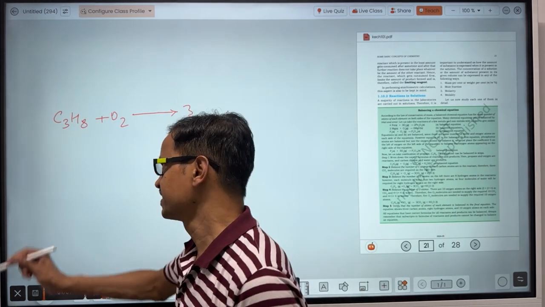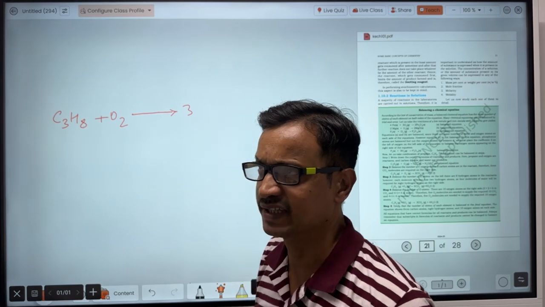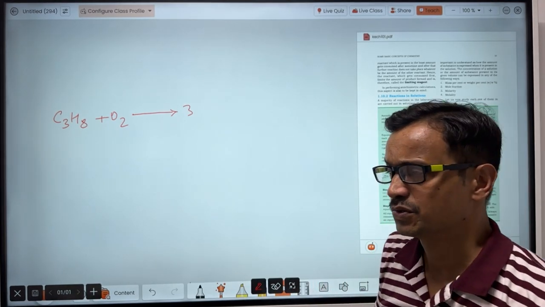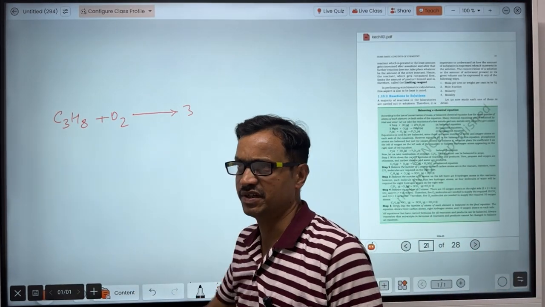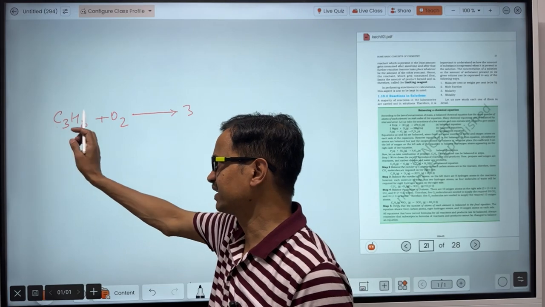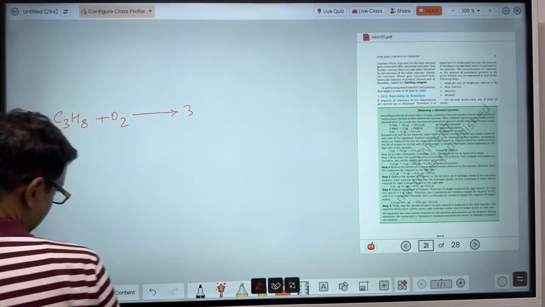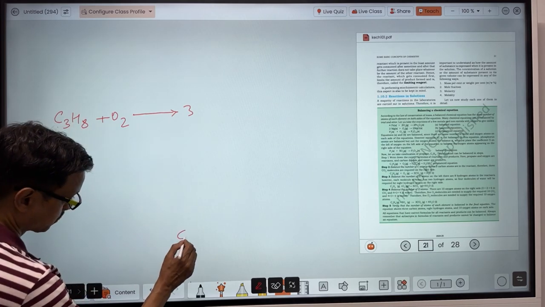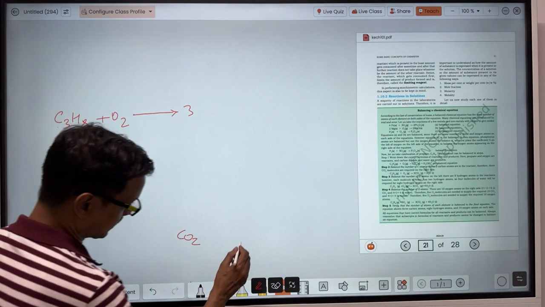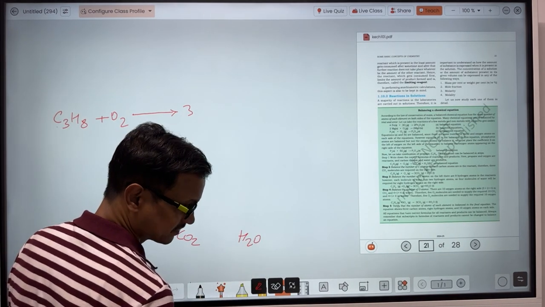So here oxygen is combining with propane. Propane is composed of carbon and hydrogen, so the oxide of carbon and the oxide of hydrogen will both form. The oxide of carbon is CO2, and that of hydrogen is H2O, well known.